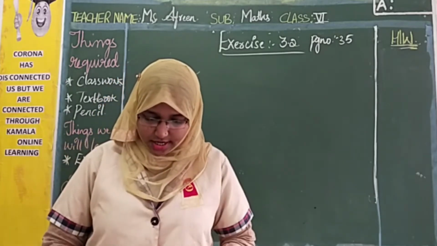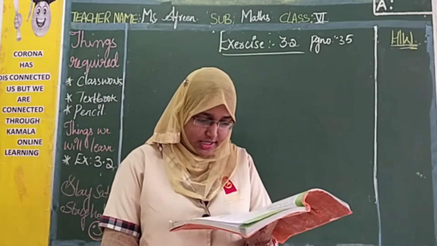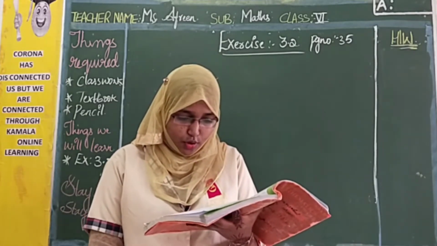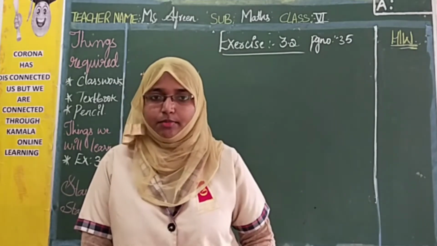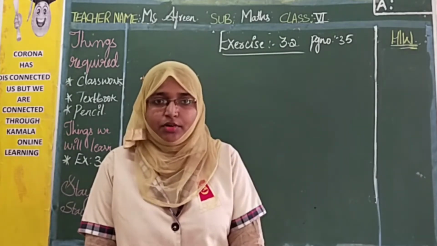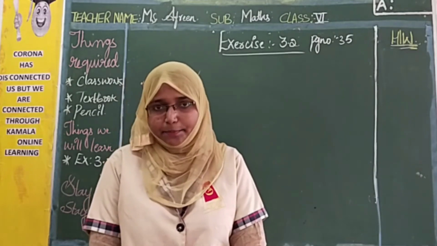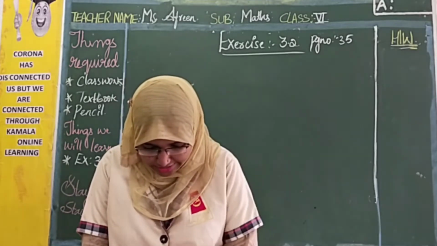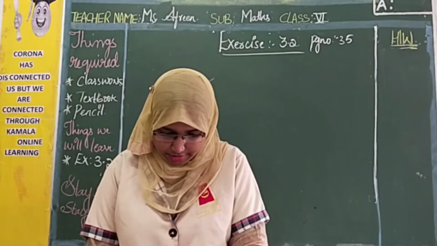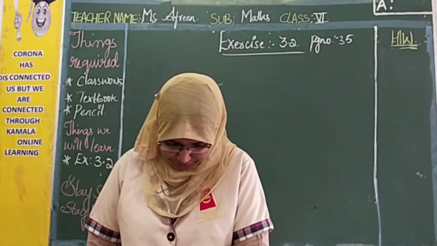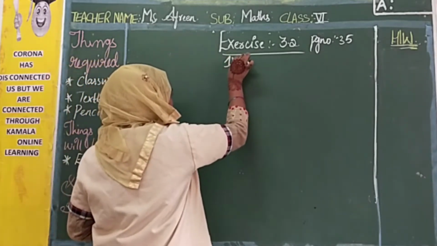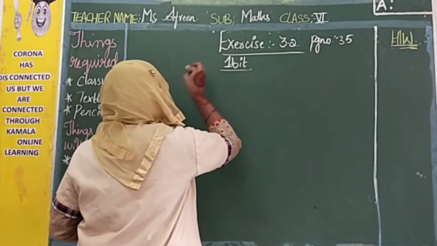Yes. So let us start with the first bit. Exercise 3.2, page 35, first bit. Write all the factors of the following numbers. Here they have given some numbers. We need to find the factors. What are factors? Factors means the number which divides the other number exactly or completely. Now if you take an example, write down the first bit in your classwork. First bit, complete heading you need to write.